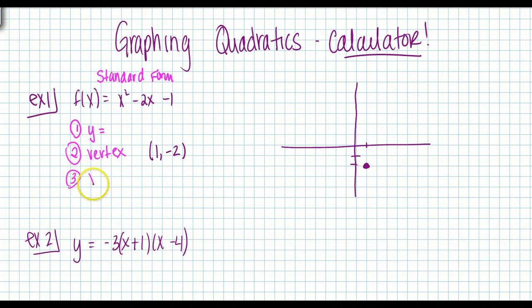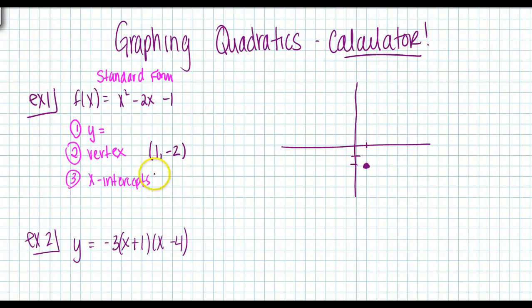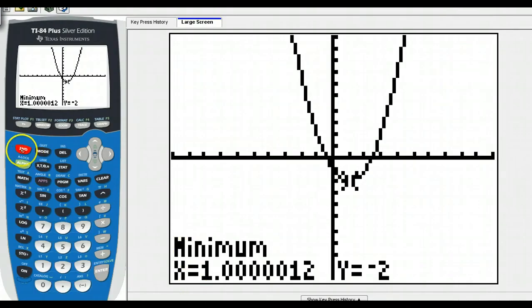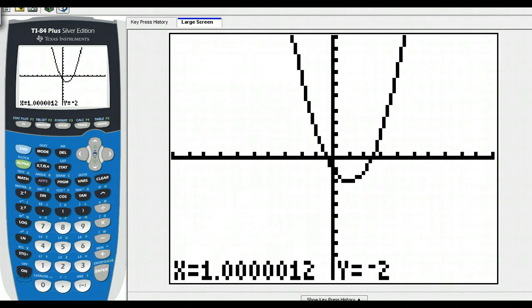My third step would be to find my x-intercepts, if we have any. So my x-intercepts here are what we call zeros. So I'm going to actually write that down also. They're where our y value is equal to 0. That's why we call them zeros. So you're again second calculate, and now we're going to look for the 0.